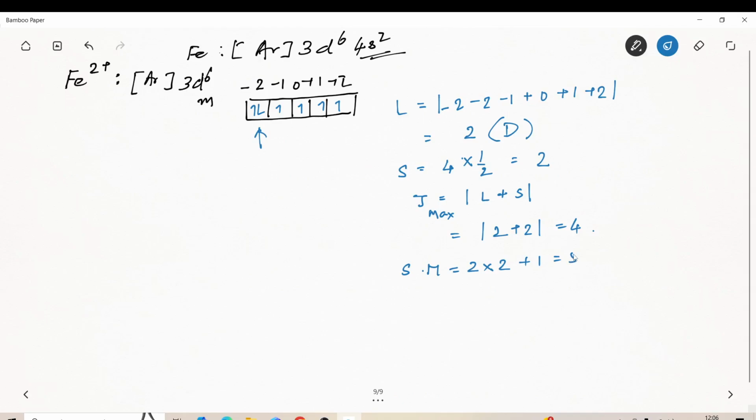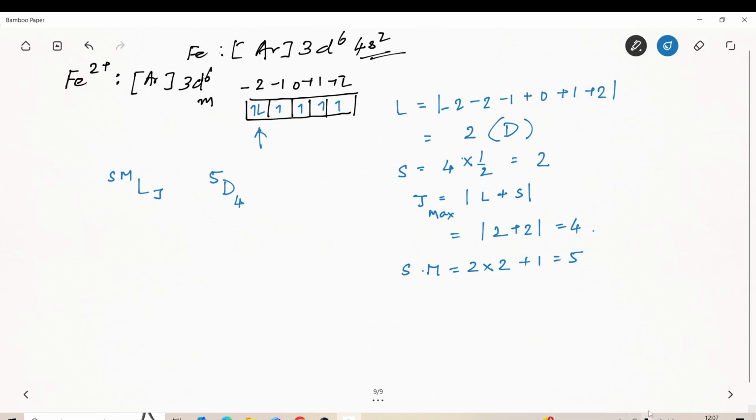So it is 5. So what is our ground state term? Spin multiplicity, L, J. What is the spin multiplicity? 5, quintet state. What is L? L is capital D and J is 4. So this is how we can find out the ground state term for Fe2 plus.